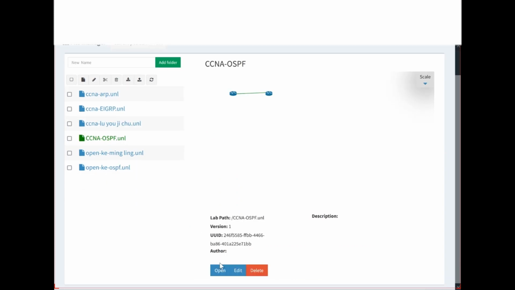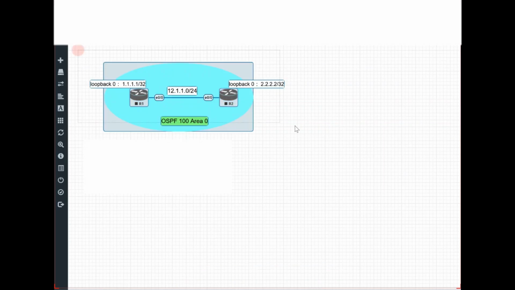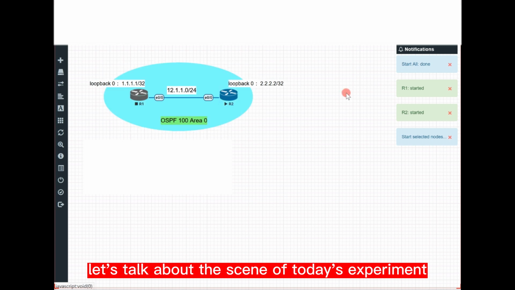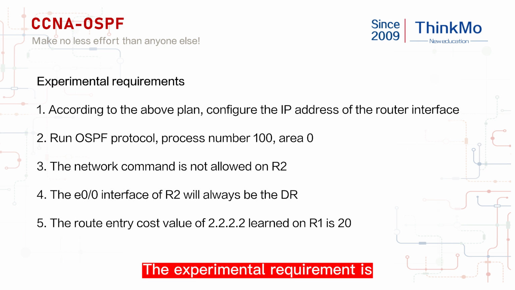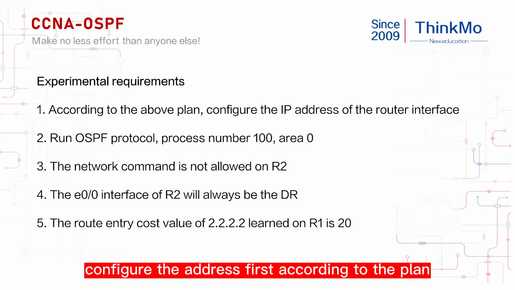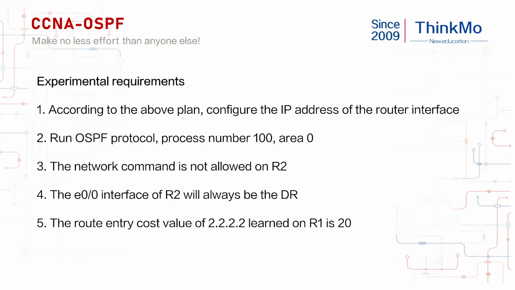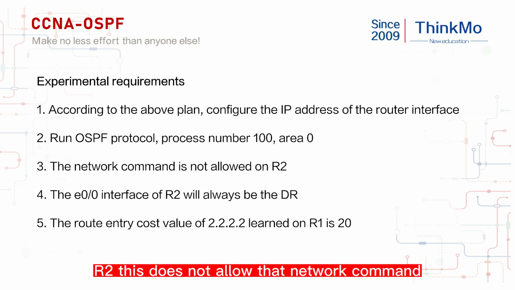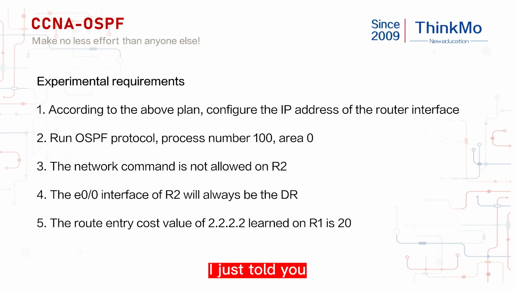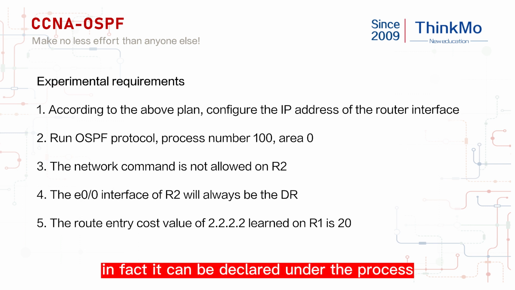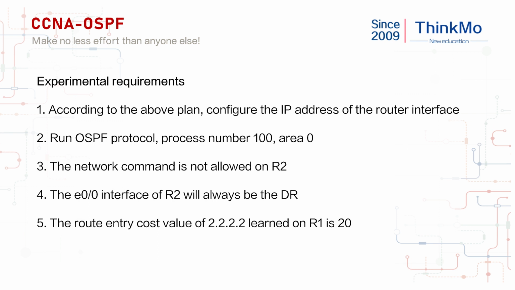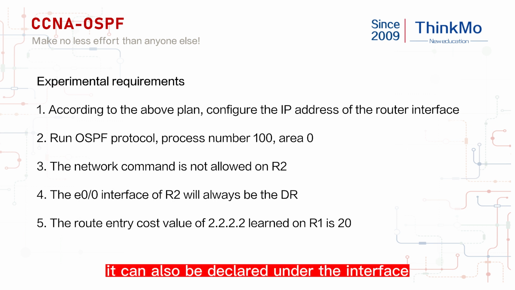Next we configure. Let's turn the device on. When the device is on, let's talk about the scenario of today's experiment, which is also your homework today. The experimental requirement is: configure the addresses first according to the plan, then run the OSPF protocol with process ID and area number. On R2, the network command is not allowed. I just told you that it can be declared under the process, and it can also be declared under the interface.